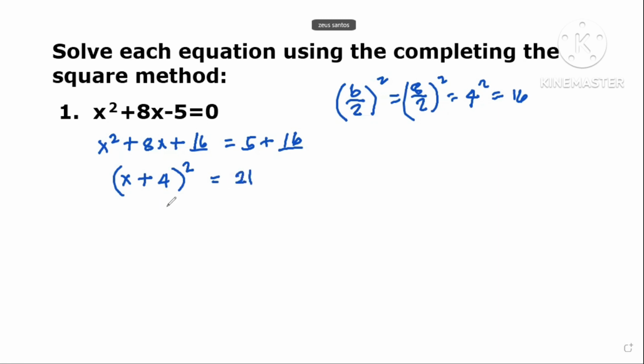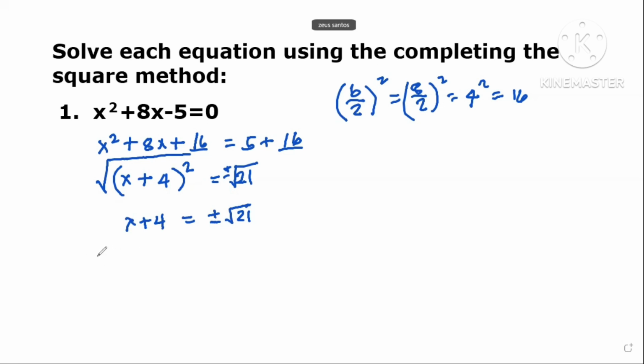So, the next step is to use the square root property, no? We take the square root of both sides. Okay? So, take the square root of both sides. So, this is plus minus square root of 21. So, square root of x plus 4 squared is x plus 4. So, this is plus minus square root of 21. Now, square root of 21 can no longer be simplified, kaya okay na yan.